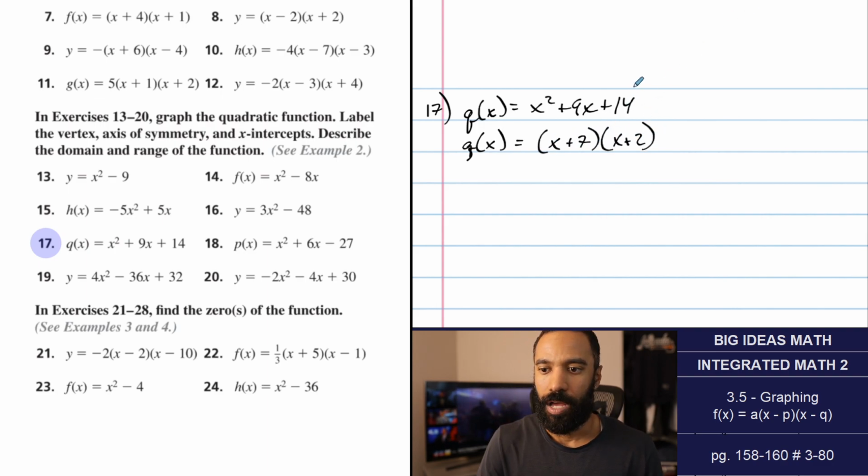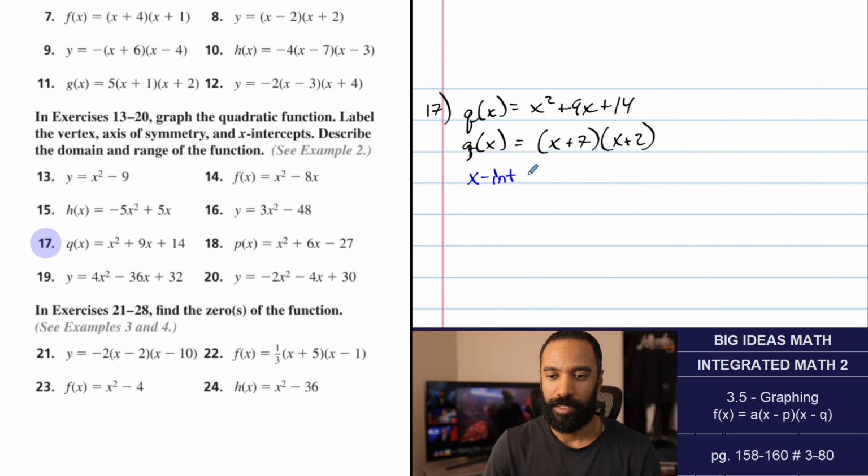That gives you, and 14 is your y-intercept, by the way. I'm going to be able to plot that. This gives you x-intercepts of negative 7 and negative 2.